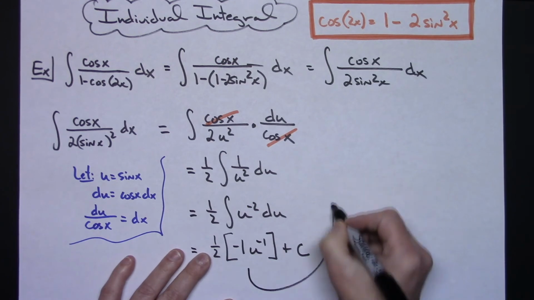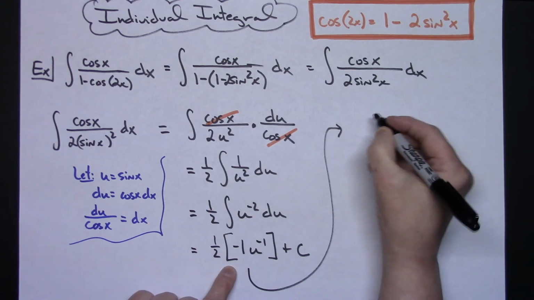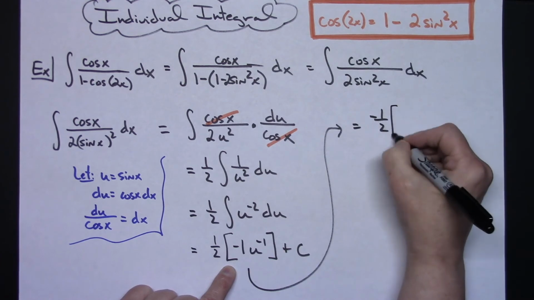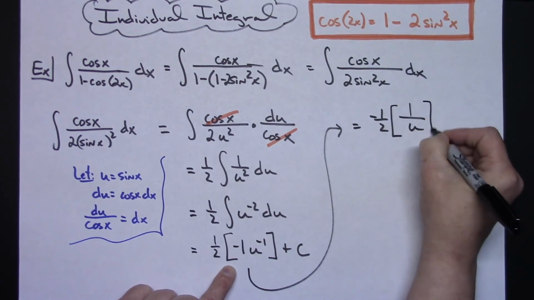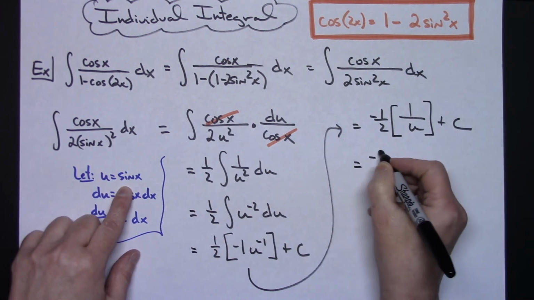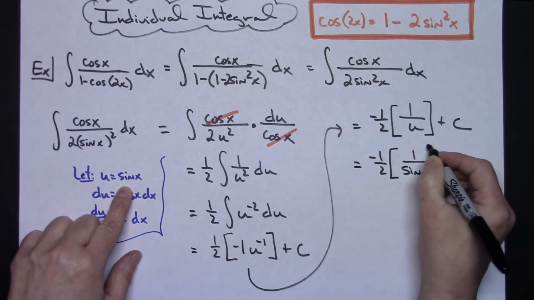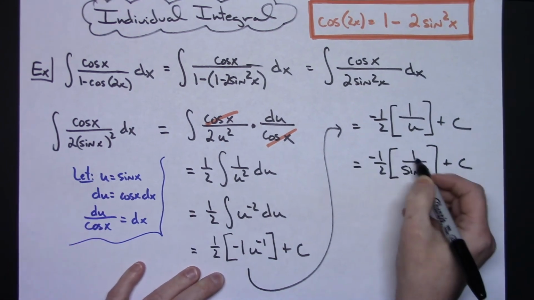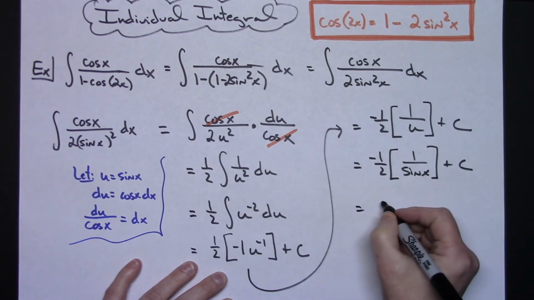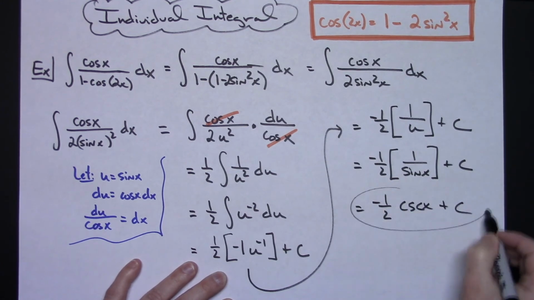I think I'm going to come up here to finish it. Let's move that to the bottom and multiply the negative times the 1/2. So at this point I'll have a negative 1/2 times 1 over u, and then plus c. If we replace u with what we know it to be, then we have a negative 1/2 times 1 over sine x. Substituting that out, because we know 1 over sine is cosecant, we'll have a final answer of negative 1/2 cosecant x plus c.